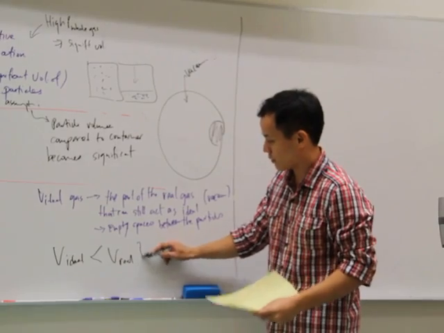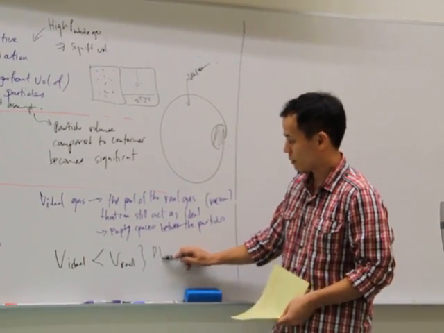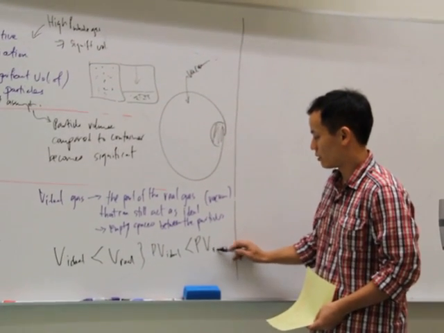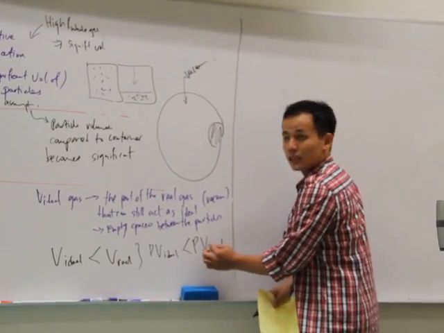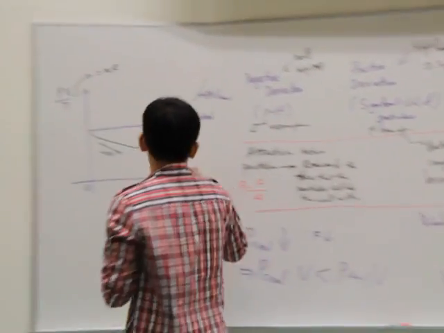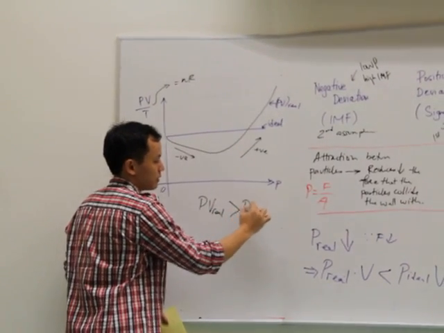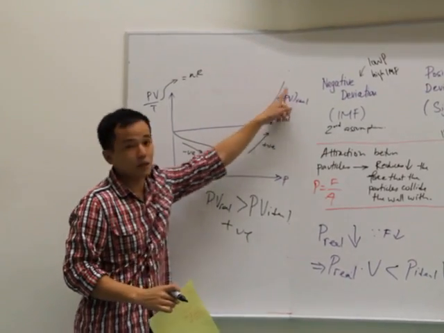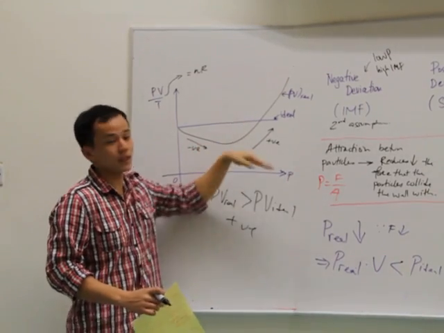So the V ideal is now lesser than the V real. The effect of this is when I combine this with the pressure, my P stays the same, P V ideal is less than my P V real. Another way of saying it, PV of the real gas is greater than the PV of the ideal gas. Going back there, my PV real is greater than my PV ideal. This is a positive deviation. PV real starts to become more than my PV ideal. It goes up. That's where the positive deviation takes over.